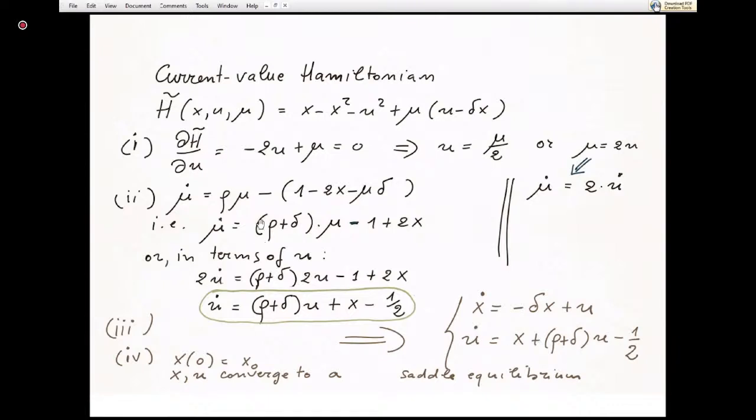This is the equation in the co-state variable, and this is the corresponding equation in the control variable. Then we can divide by 2, and we get u dot is equal to rho plus delta u plus x minus 1/2. So the final condition is that the initial condition is given, and then x and u converge to a set of equilibrium. So this is basically the way a problem of dynamic optimization with this structure over an infinite time horizon can result in a dynamical system of two autonomous differential equations of first order.